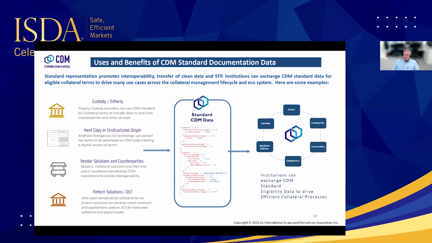But there's also triparties and custody looking to embed this logic in their services to allow people to exchange common information for eligible collateral schedule data. We're seeing vendor solutions implement mapping logic to allow them to exchange CSA data and eligible collateral terms to and from their counterparties. We're also seeing development in smart contracts to allow key information from legal documents and eligible collateral terms for the development of smart contracts for use on DLT for tokenized collateral and digital assets. So we are seeing a lot of activity and interest in that area too.